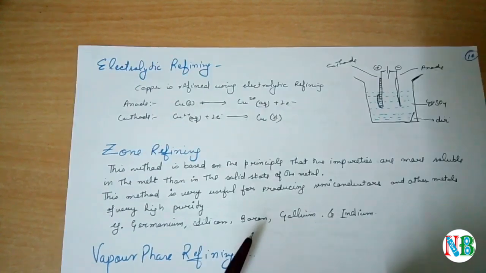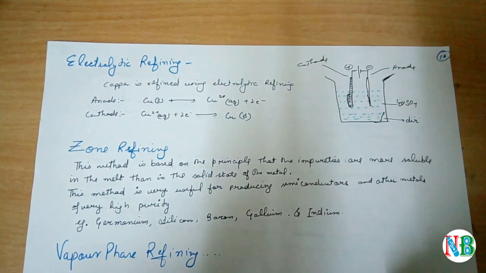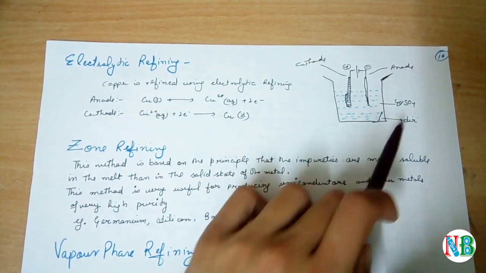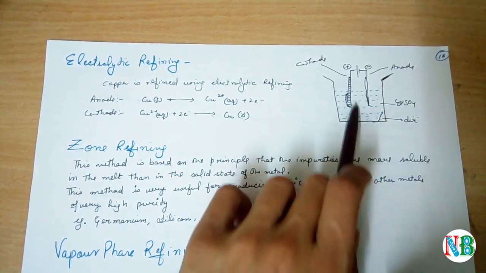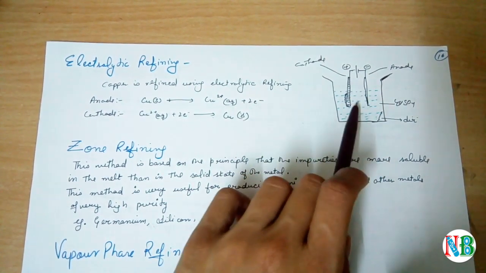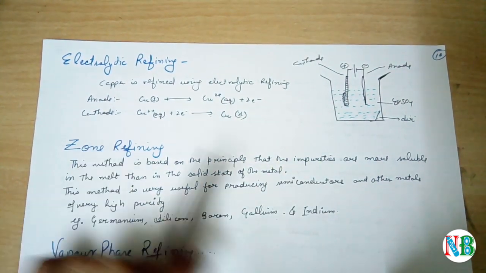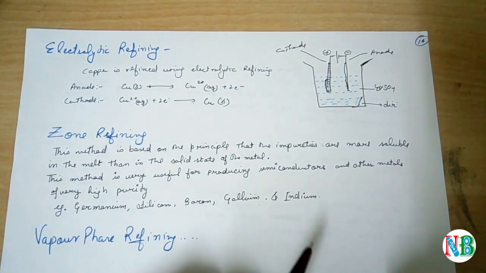Electrolytic refining, which is very popular. Copper is refined using the electrolytic method. We have one strand attached with the cathode, one with the anode. After some time you will see that the anode is getting oxidized and there is more deposition on the cathode, and these are the reactions involved, and this is electrolytic refining. Then we have zone refining.